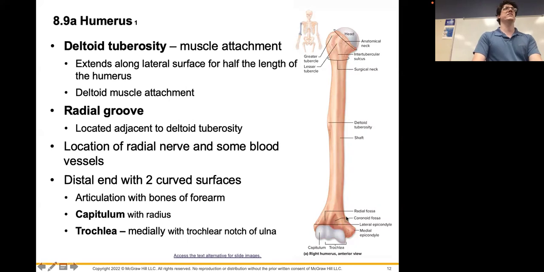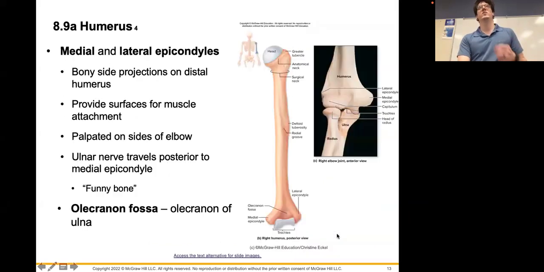Then we also have a fossa right here called the coronoid fossa. That's going to be for the coronoid process of our ulna. So our ulna is going to fit on the trochlea. The head of the radius is going to sit on the capitulum. So the radius is going to be lateral, and the ulna is going to be medial. Notice I did not say on the right or on the left. The ulna is medial, the radius is lateral, okay?